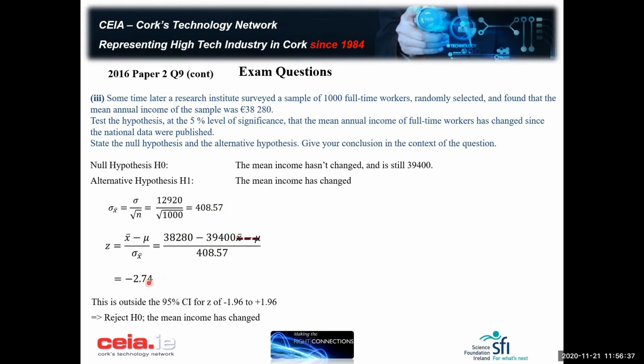Now that's more than 2 standard deviations below the original mean. Or put another way, the 95% confidence interval in terms of the Z-score is minus 1.96 to plus 1.96. We're outside that confidence interval, and so we reject the null hypothesis, and we assume that the mean income of the general population has changed.